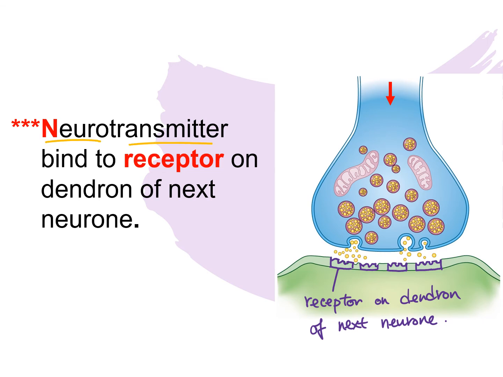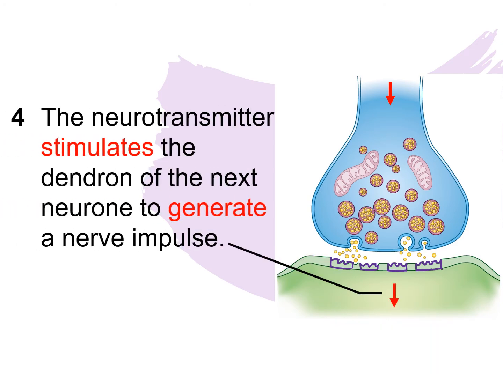The neurotransmitter, which is the chemical, will bind to the receptor on the dendron of the next neuron. These are the receptors on the dendron of the next neuron. After the binding, the neurotransmitter can stimulate the dendron of the next neuron to generate a nerve impulse and travel along another neuron.